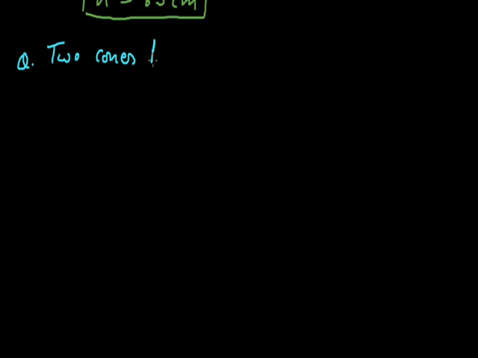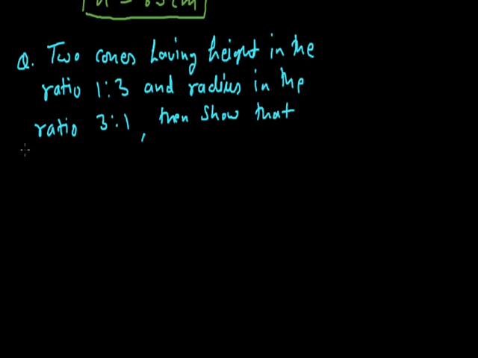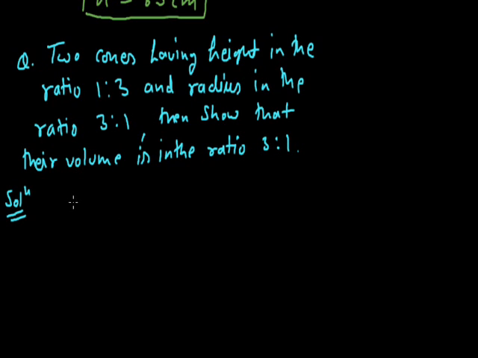Two cones having height in the ratio 1:3 and radius in the ratio 3:1, then show that their volume is in the ratio 3:1. So let's say we have two cones.